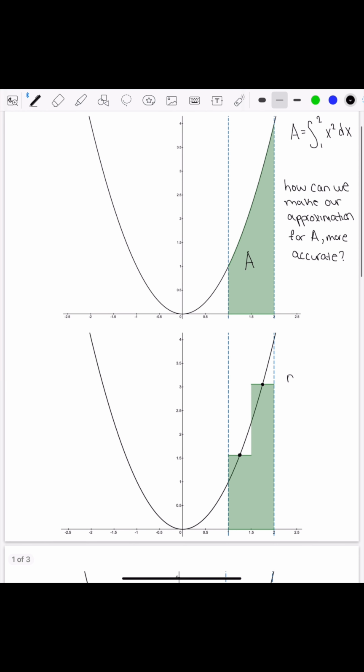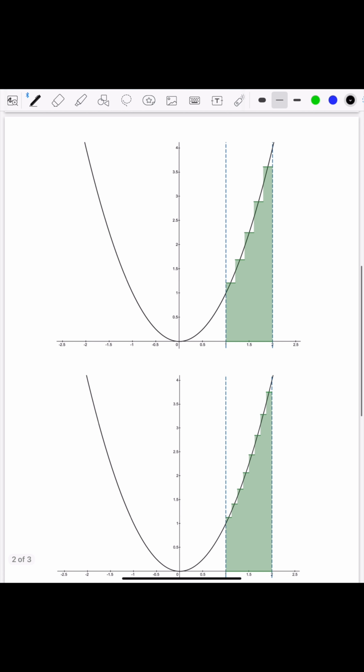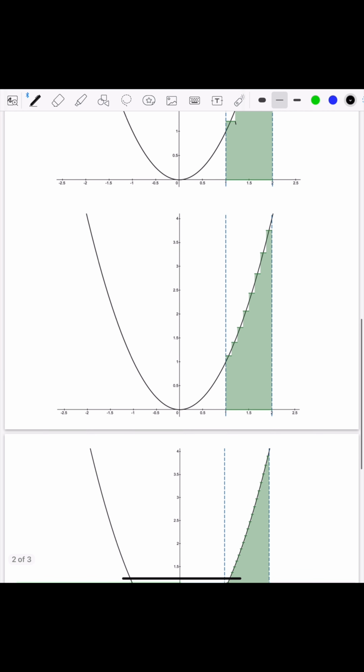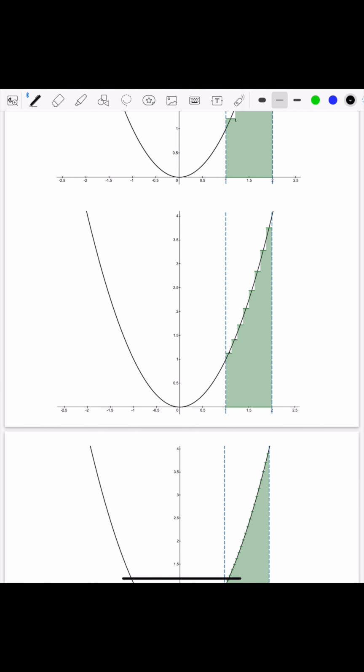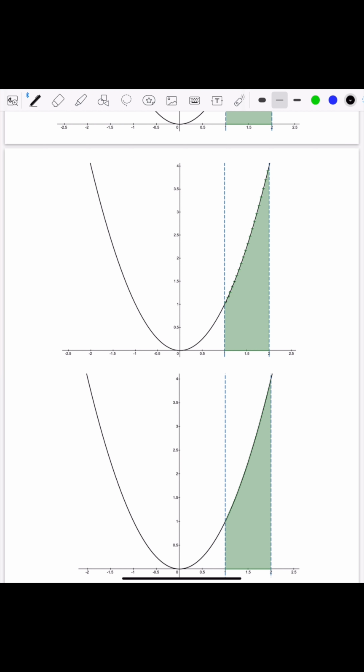So in this picture, we have two rectangles. Graph. I don't know why I'm saying picture. So then in this graph, we have, let's see, 1, 2, 3, 4, 5 rectangles. When we say n, you should know that means the number of rectangles. In this picture, I have 8 rectangles, right? And in this picture I have 20 rectangles, and in this one I had put in 50.